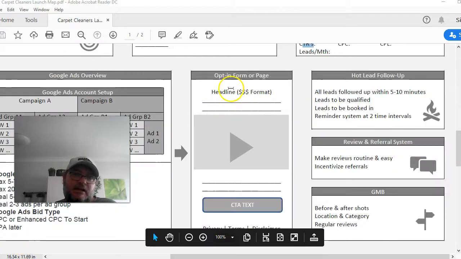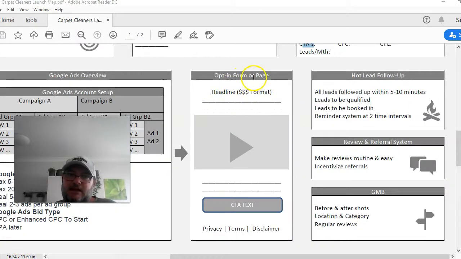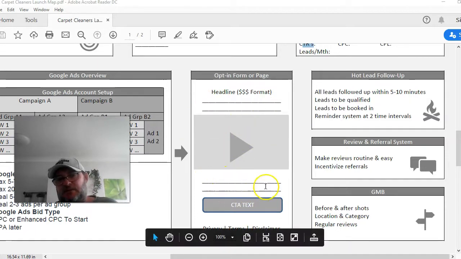If you're running any type of opt-in form or page, this is what it's going to want to look like. You want to have a really attractive headline. Have a look at my landing page and the types of headlines that we've got on Carpet Launch. They're the types of headlines you want. Then you have a brief description. You have a video or image. A video is best. Another brief qualifying statement of some sort. Then your call to action button, which is very prominent. And you're also going to need to have your privacy, your terms, and your disclaimer down the bottom.